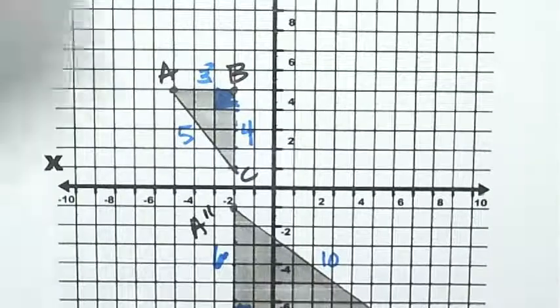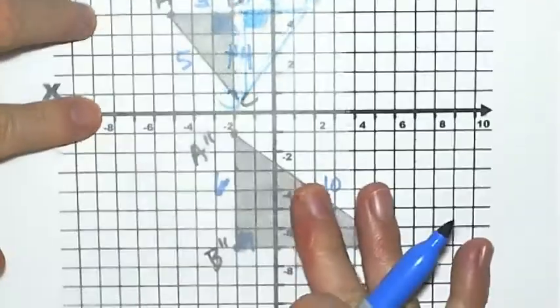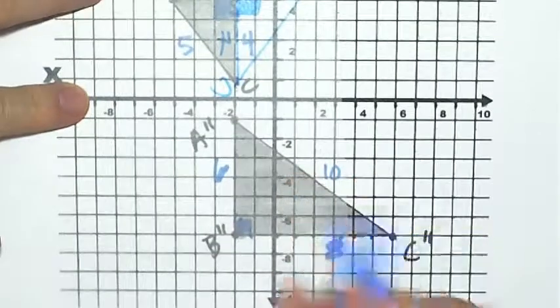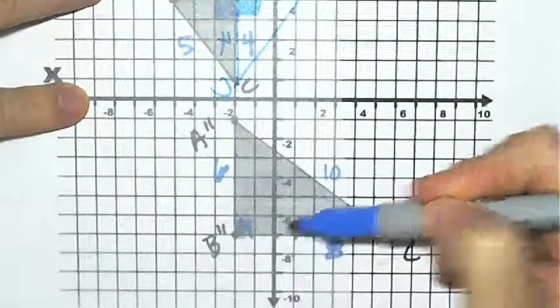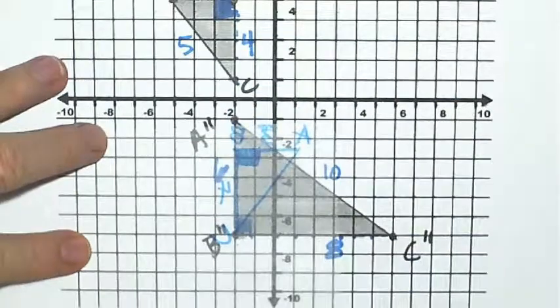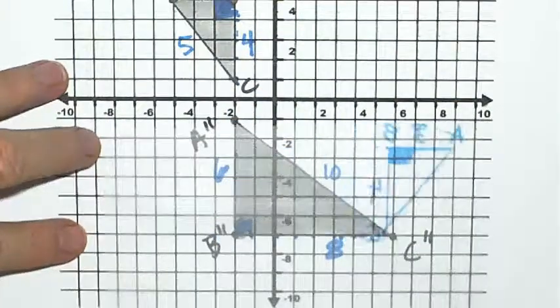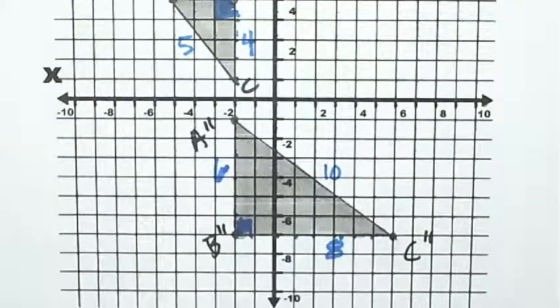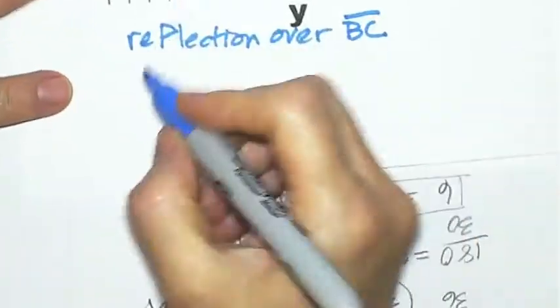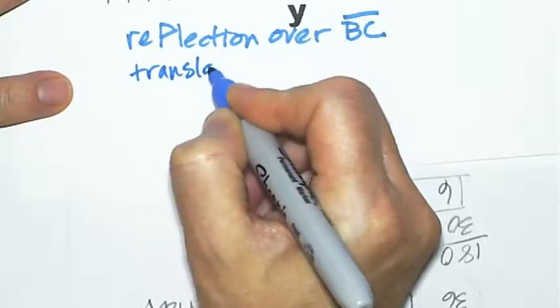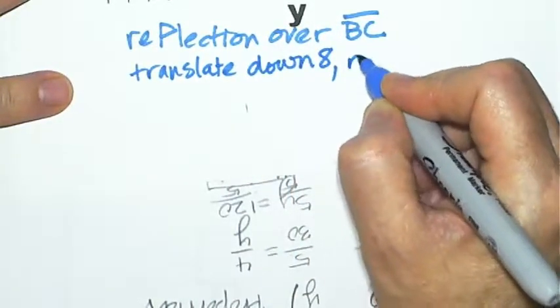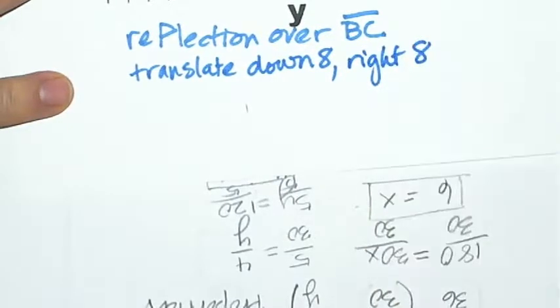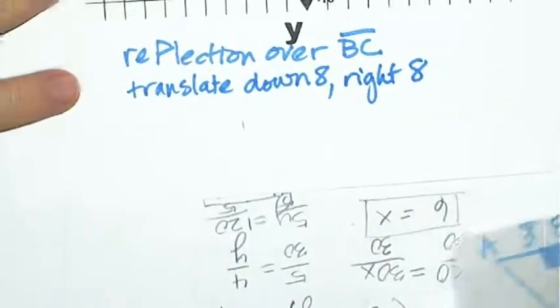Okay, and then translated, let's make sure I'm getting those units right. This went from being at 1 down to 7. So down 8, right 8. Okay, so translate down 8, right 8. And you might be able to do this differently than me. You don't have to do it the exact same way.